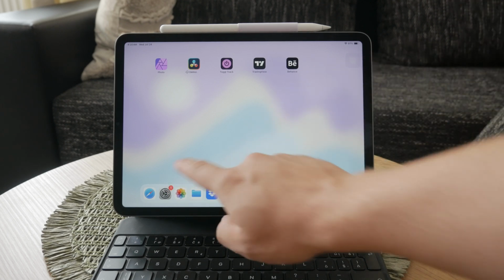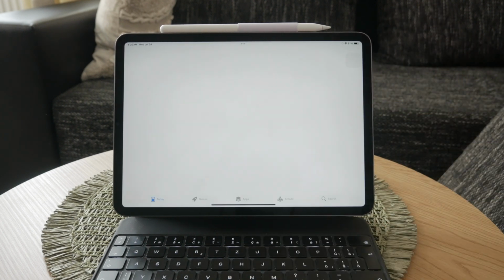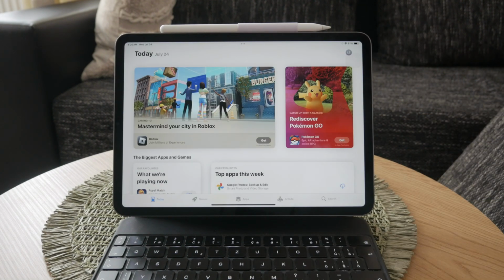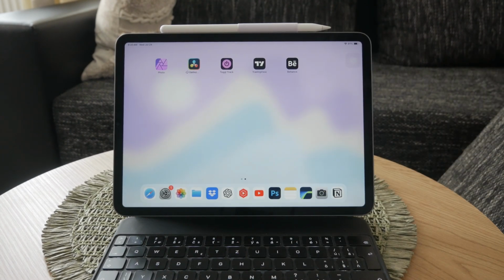A paper-like screen protector is another great accessory to consider. This screen protector mimics the texture of paper, providing a more tactile and natural writing experience. It also helps reduce glare and fingerprints, keeping your iPad screen clean and easy to read.